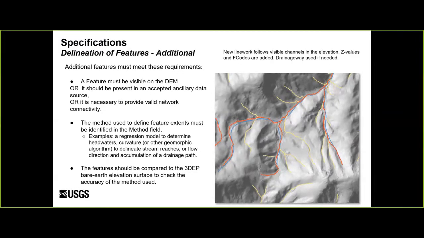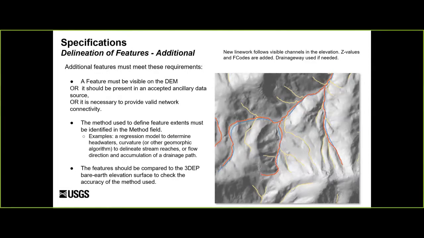To try and avoid overmapping, which is common using LiDAR-derived elevation sources, additional features above the minimum set of features must also meet these requirements. A feature must be visible on the DEM, or if it's not visible on the DEM, it should be present in accepted ancillary data sources, or it can be collected if it's necessary to connect the hydrologic network.